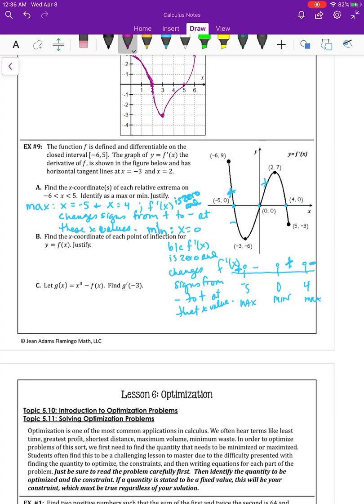Find the x-coordinate of each point of inflection for y equals f of x and justify. So if we're looking at the derivative, our points of inflection are going to be like our 0 slope of a tangent line. So I'm seeing points of inflection at -3 and 2 because it's going from negative slopes to positive, positive to negative. So if I had my f double prime sign chart, I would have -3 as a critical point and 2 as a critical point. And look, the slopes of my tangent lines are negative to the left of -3, then they're positive between -3 and 2, and then they turn negative again. So you can see that these would be points of inflection because they're going from negative to positive, positive to negative, which is exactly what we said.